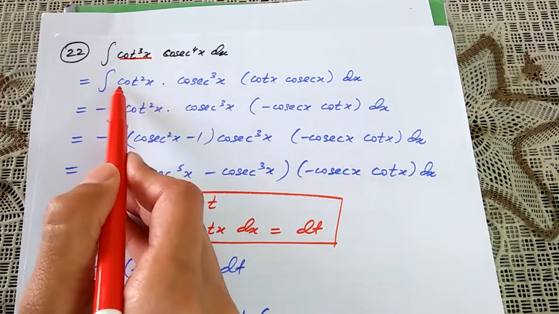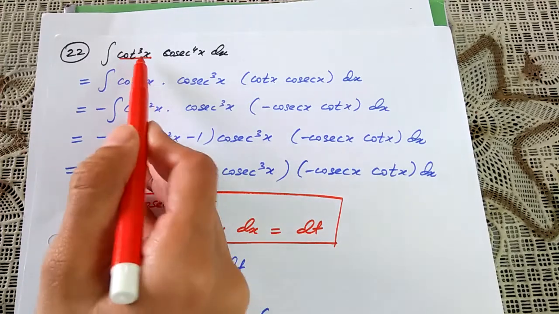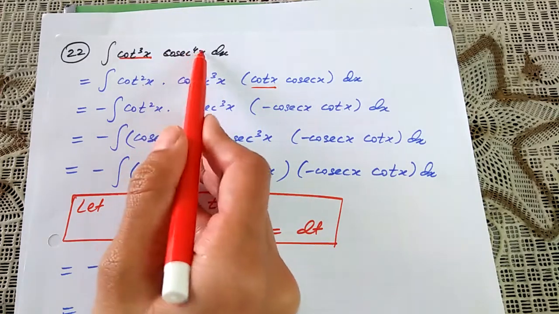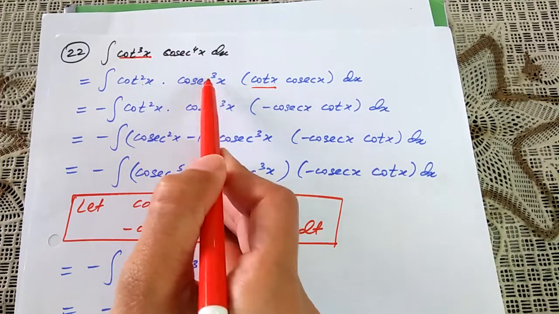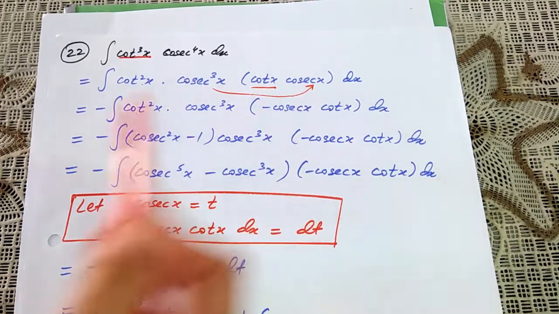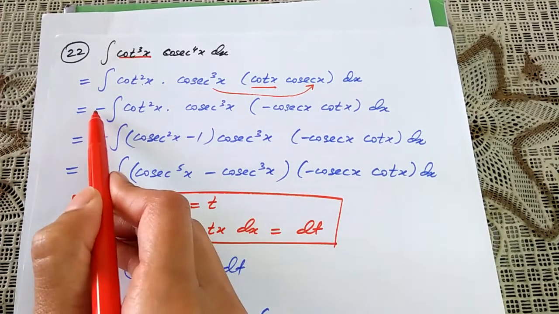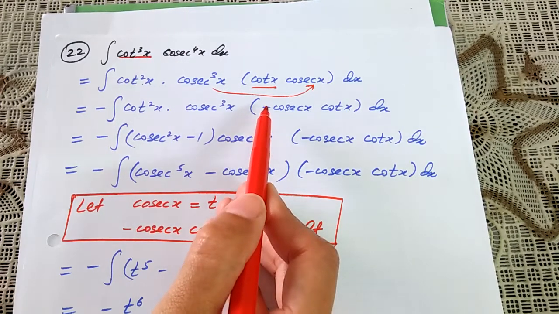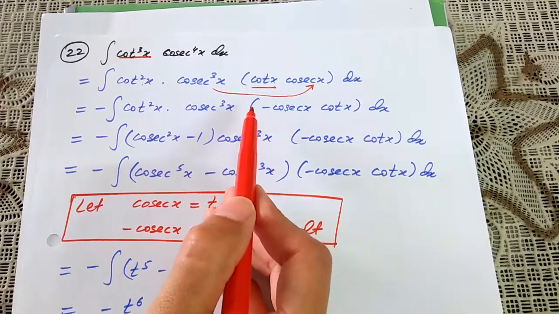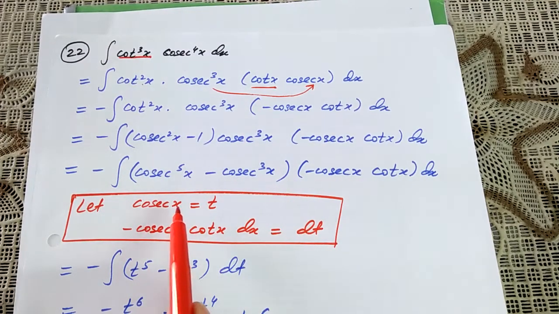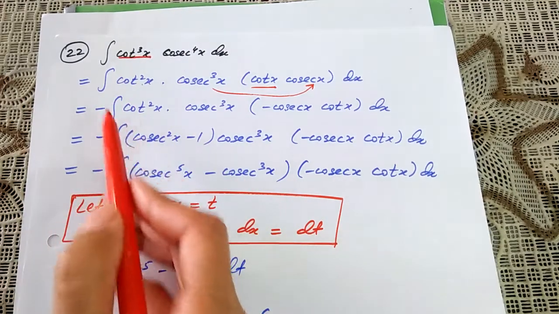Cot cube of x is split into cot square of x, and I have taken one function aside, cot of x. Cosecant 4 of x is written as cosecant cube of x, and I have also taken one function, cosecant x, aside. Now I have multiplied a minus sign here because I need a minus sign here. If you don't multiply it here, then you can also take it after taking the substitution. The answer will be the same.